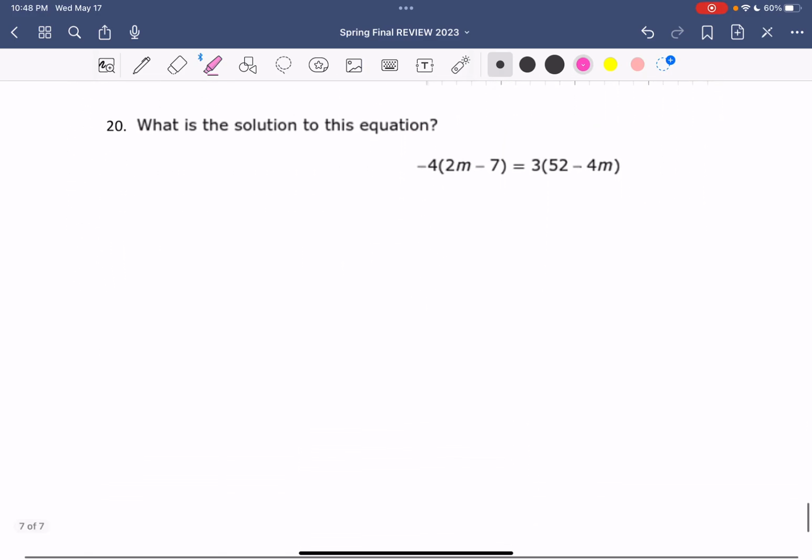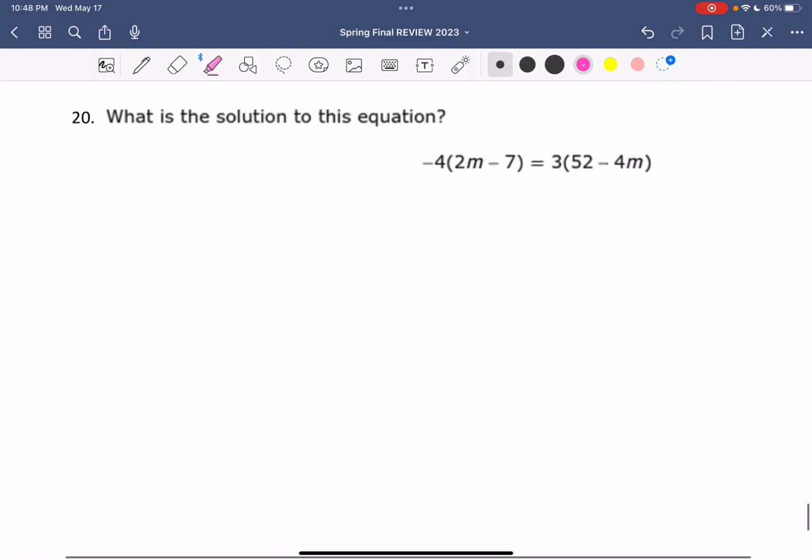All right, number 20 says, what is the solution to this equation? So in this case, because we're talking about a solution again, and we have one equal sign and one variable, we're just solving for m. You would use menu 3 1 here.